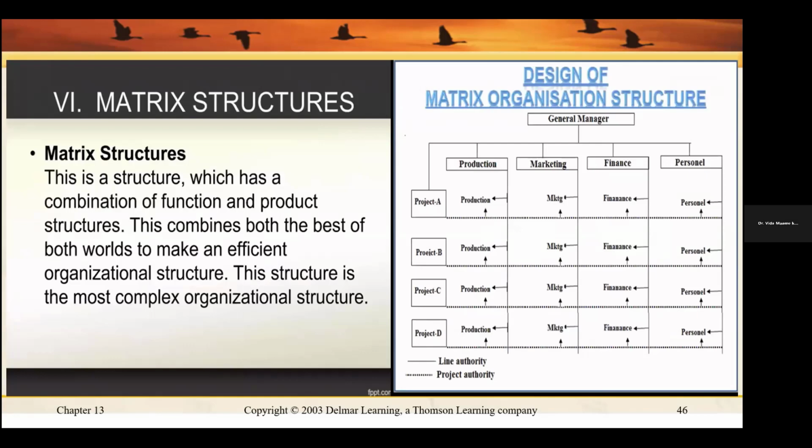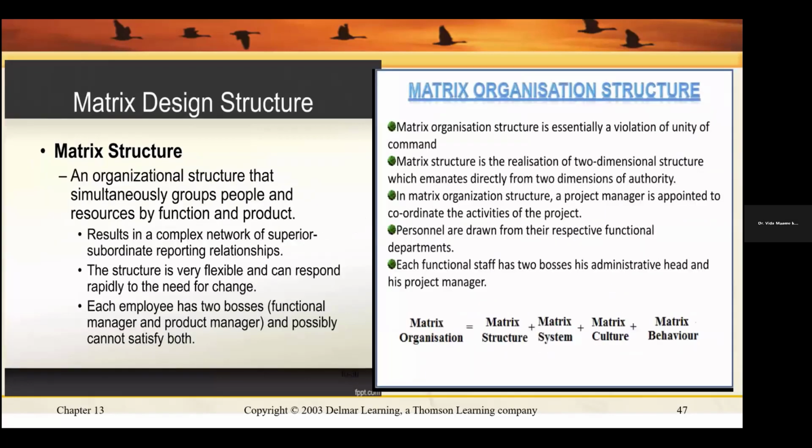We have the general manager, and under the manager you have people coming together: the production units, the marketing units, the finance, and the personnel coming together to work. So we have the line authority and the project authority. As I said, the matrix is the most complex organizational structure. It groups people and resources by function and by products, a combination of function and product structures.